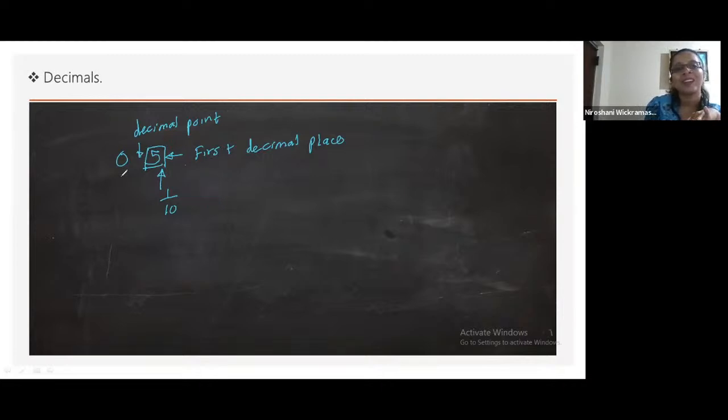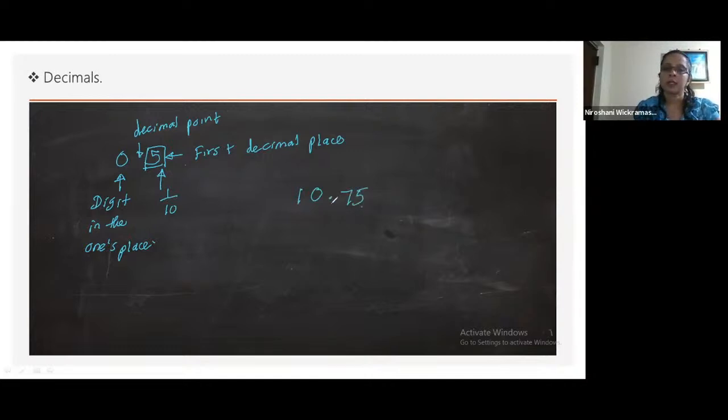And this is the unit place, the digit in the ones place. Now look at this one. Sorry, I will write here 10.75.